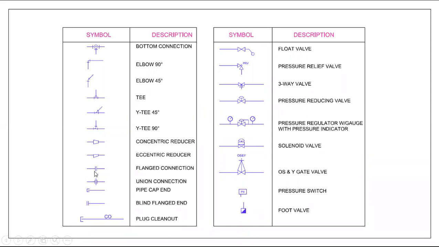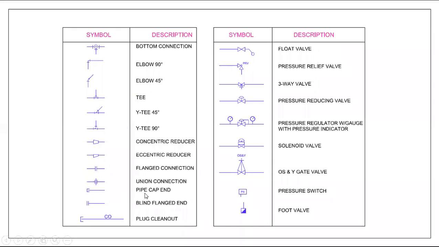Plug connection, you have to show like this only. If you are going to use a plug in your line, you have to show the plug. These two vertical lines are called the plug. Union connection, you have to show like this. When you are using union fittings in your pipeline, you have to show a single one like this.